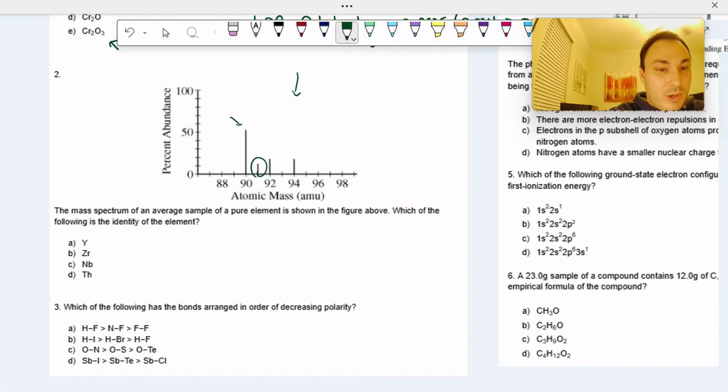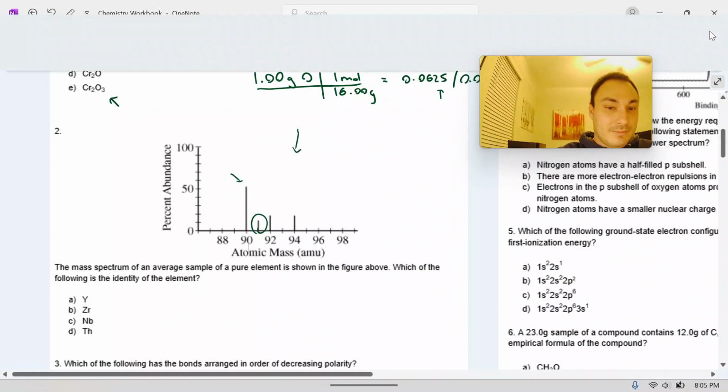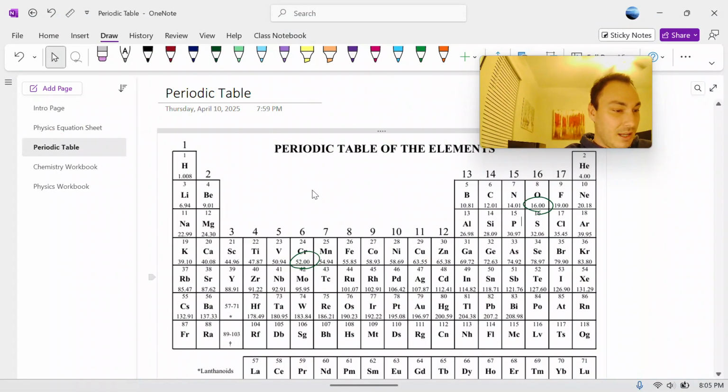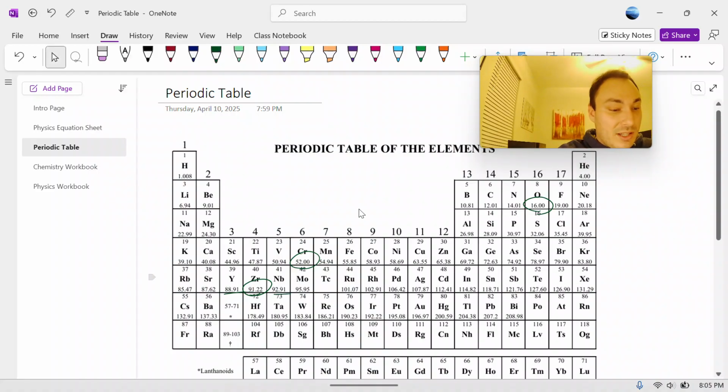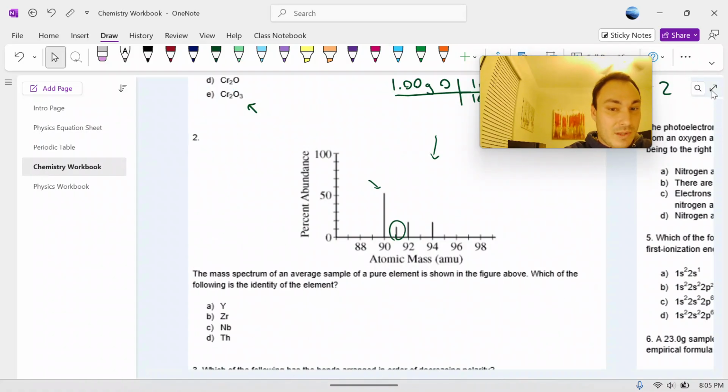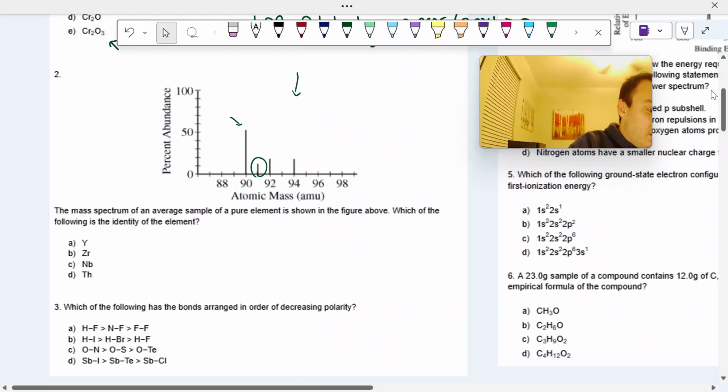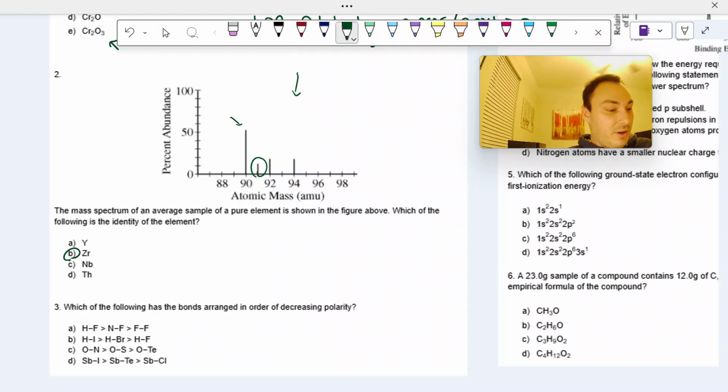So let's go back to the periodic table and find where we can see something around 91. And I see one. It's zirconium right here. Zirconium is 91.22. 88.9 is outside the range. 92.9 is close to 93, that's not what we were looking for. Zirconium is the only one that makes sense. And zirconium is on there, so it's zirconium.